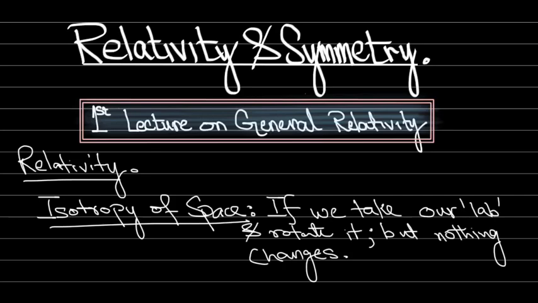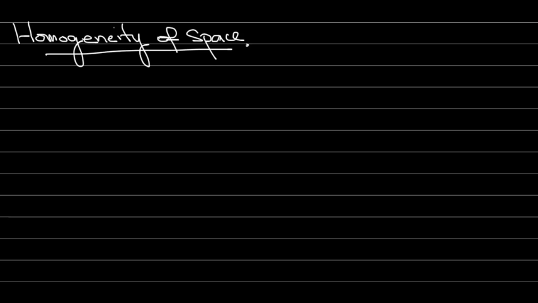Now, there's another one that's called the homogeneity of space. So let me write it down. I don't know if I'll spell this right, but here it goes. Of space. Right, and now here you say that you take your lab and you translate it and nothing changes. By translation, you move it along a line and everything appears to be the same. That's called the homogeneity of space.